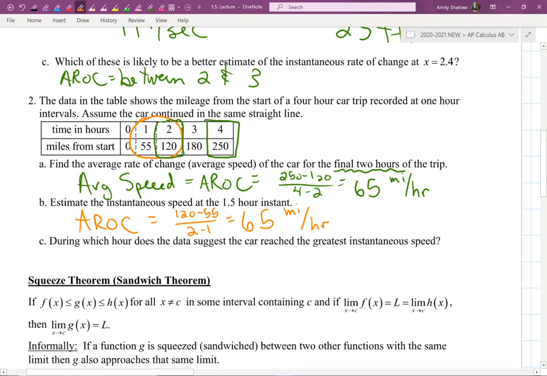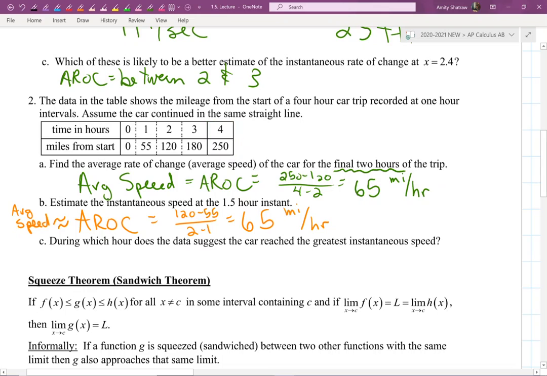So for part C, he says, during which hour does the data suggest that the car reached the greatest instantaneous speed? And that's a little bit more tricky, okay? So here I want to just add this note that speed is approximately equal to, but it's not instantaneous speed. It's like an average speed. So I'm going to write the word average again, and that it's approximately equal to. If I wanted to find out the exact speed, I'm going to use instantaneous, and that's going to be next chapter.